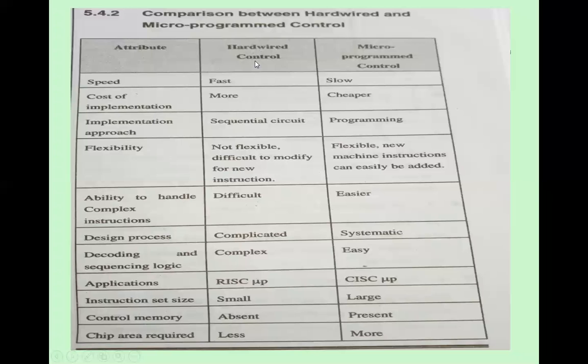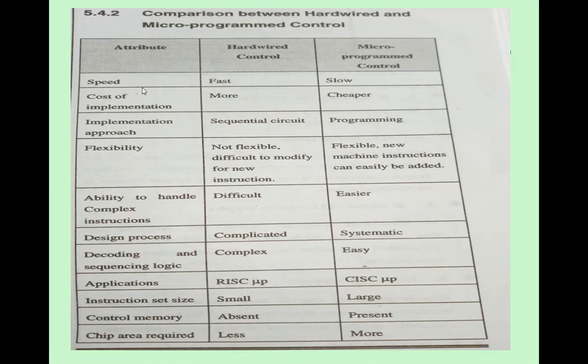Again, design process: in hardwired it is complicated, with multiple components that you have to adjust, and in microprogramming it is systematic. Decoding and sequencing logic: in hardwired it is complex because you have to decode the instruction and sequentially generate signals, but in microprogramming it is easy. Application: we have seen RISC microprocessors and CISC microprocessors. RISC uses hardwired and CISC uses microprogram, and accordingly RISC is faster and CISC is slower.